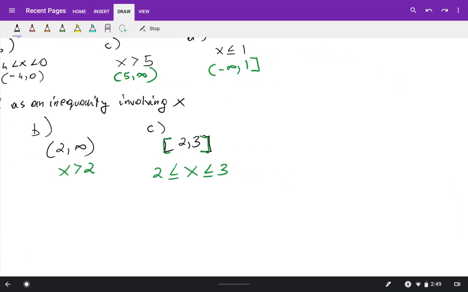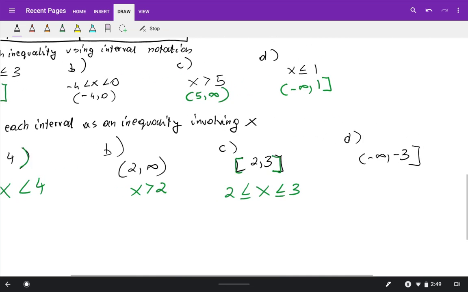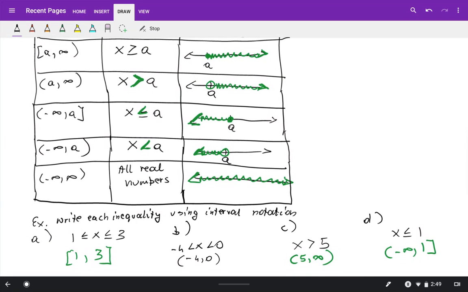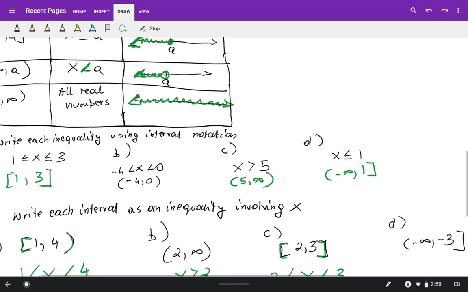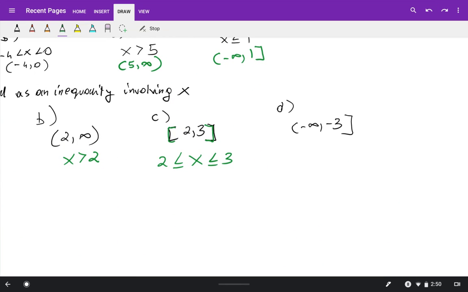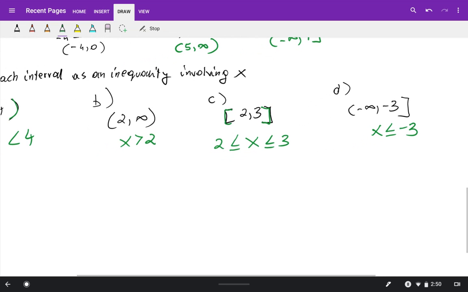And D, we have from negative infinity to negative 3 bracket. So this is this one. So we're going to say that x is less than or equal to a. In our case, a is negative 3. So we're going to have x less than or equal to negative 3. So that's the one. Okay.